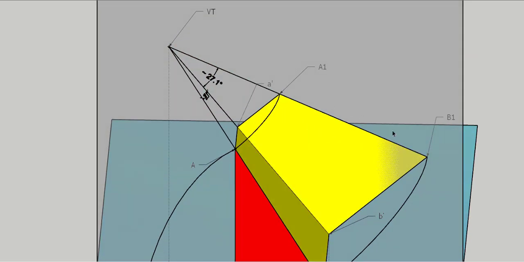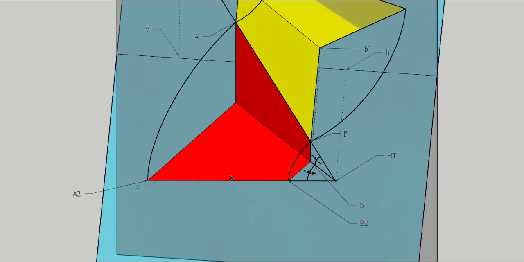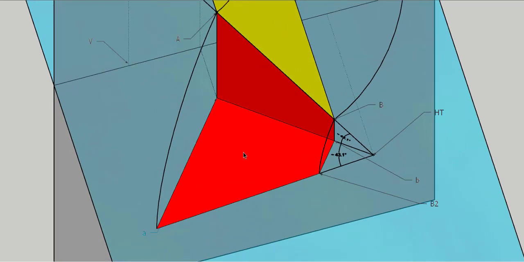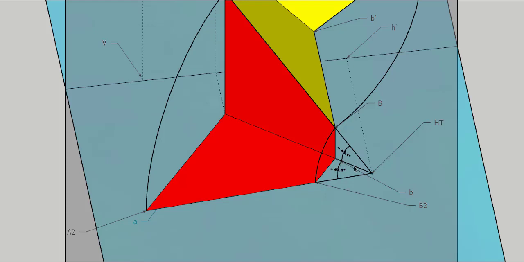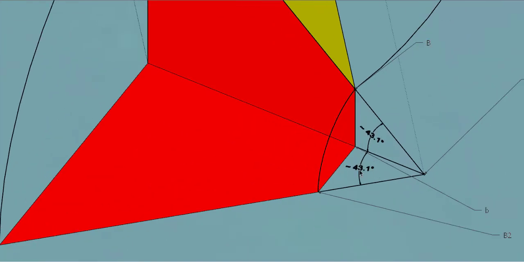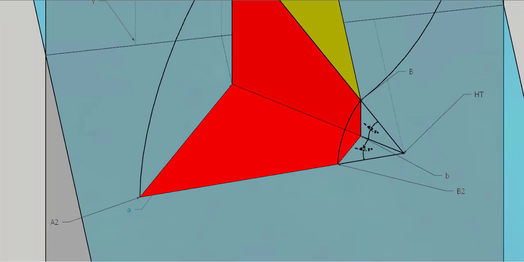And if you're extending A1 B1 towards this side, and you are also extending the front view, that is A dash B dash, the point of intersection will be the VT, and the angle between them will be the angle of inclination with the vertical plane. Similarly, if I am extending the top view of line AB and A2 B2, they intersect at the horizontal trace, and the angle between them will give you the inclination of the actual line AB with the horizontal plane.